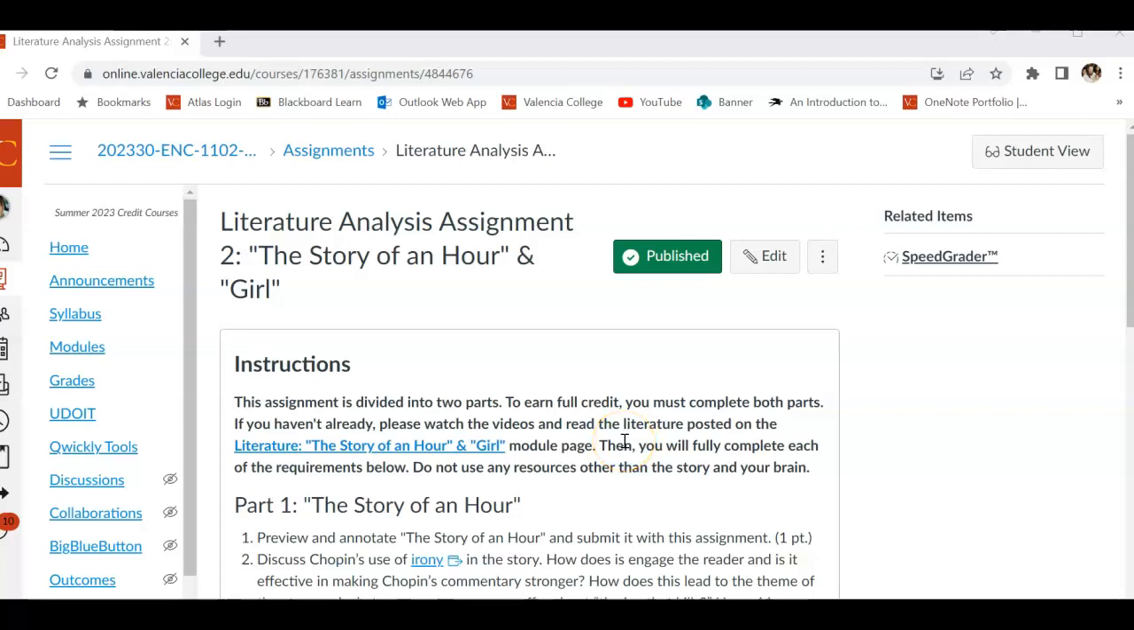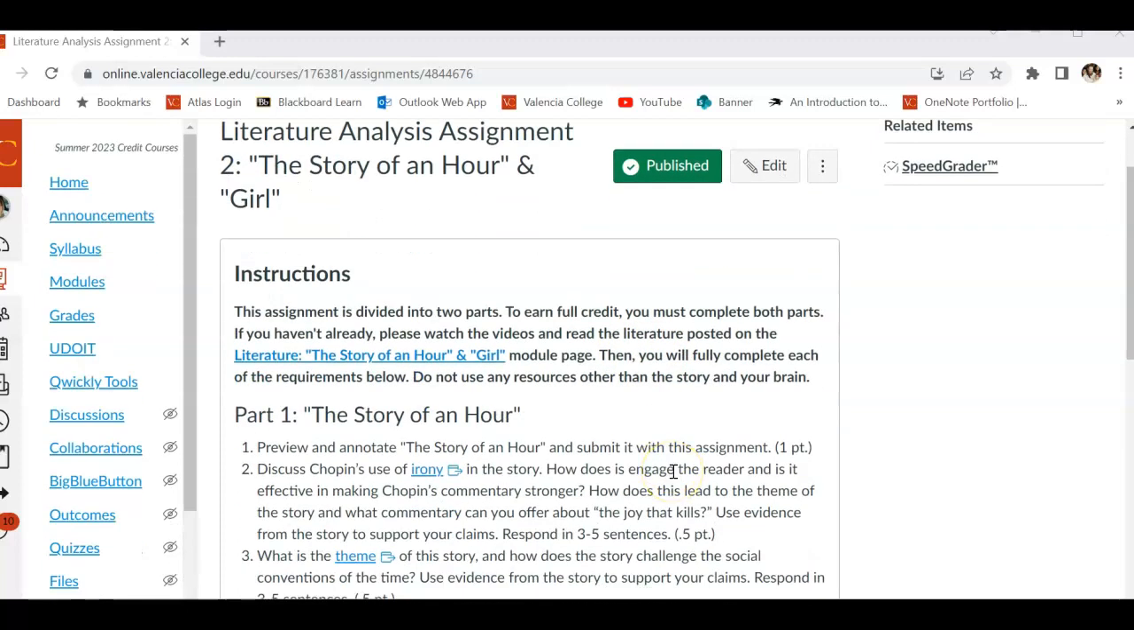I wanted to take just a moment to preview for you this assignment. For your literature analysis assignments 2 through 4, they're all going to look pretty similar. You will have 2 short stories that you will read and then a series of questions and activities to complete to earn credit for analyzing the stories.